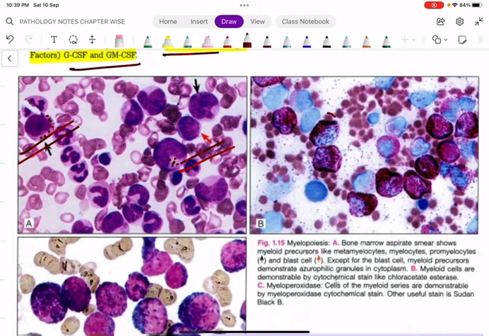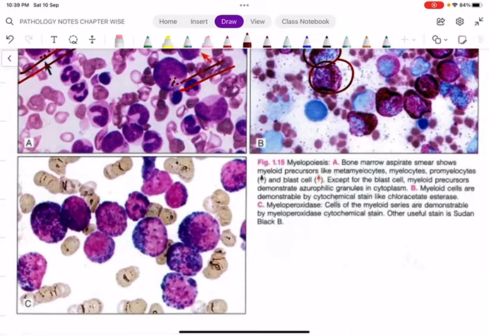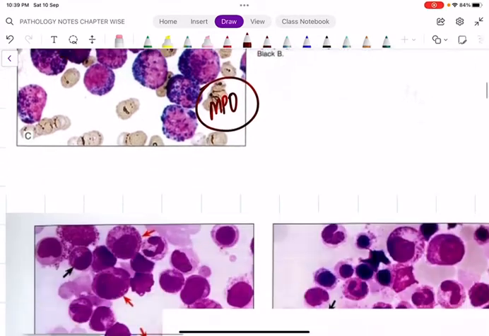So this is one of the special stains, chloroacetate esterase. And the third one, you can see some blackish stain here. This blackish stain is MPO, myeloperoxidase. What is the other stain? Sudan black B. Finished. Okay.